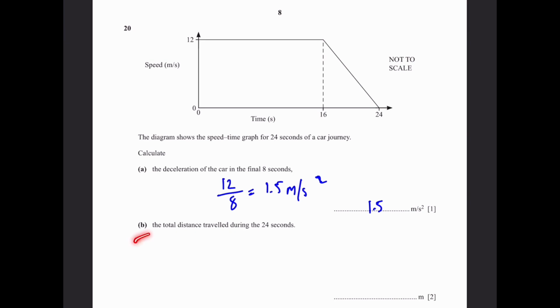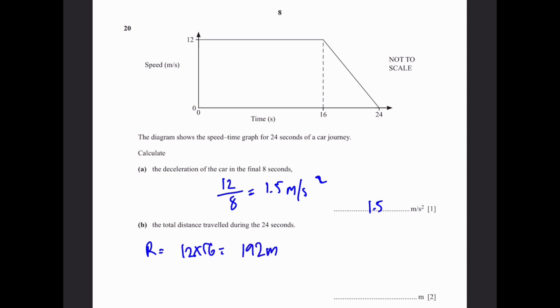B. The total distance traveled during the 24 seconds. Alright, so the answer for B is the total distance traveled, which means the area under this trapezium, which is formed by the x-axis, the y-axis, and then the diagonal and the line here. So we can find the area of the rectangle and find the area of the triangle. The area of the rectangle is equal to 12 units into 16 units. That's equal to 192 meters.